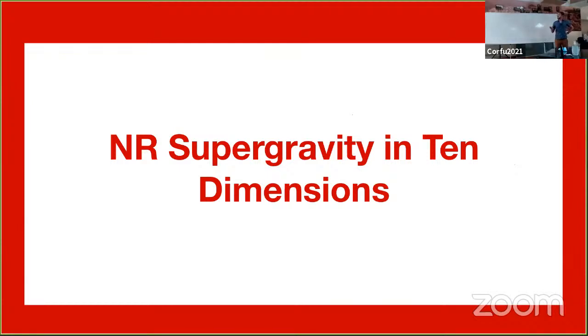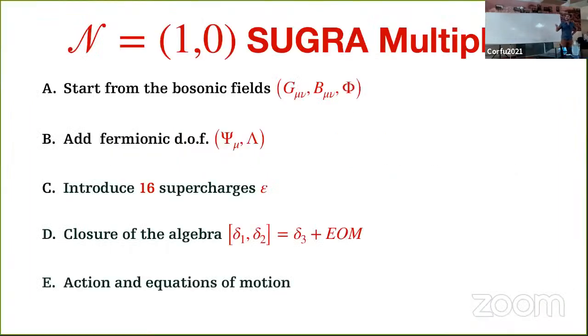Okay, let me briefly say what I want to specify for supergravity. As an example, let me give N=(1,0) supergravity in 10 dimensions. Pure supergravity, so really the minimal thing you can do, where the bosonic fields are just the NSNS fields, a metric, a Kalb-Ramond field, a dilaton, and then I add fermionic degrees of freedom in the form of a gravitino and a dilatino, both of which are Majorana-Weyl spinors.